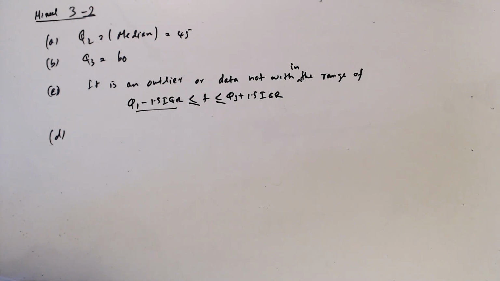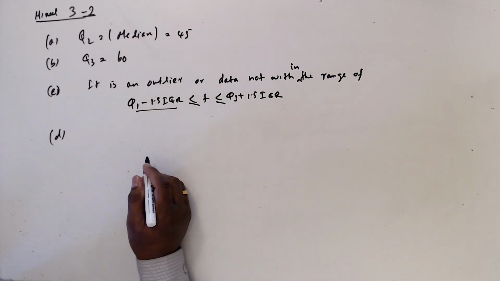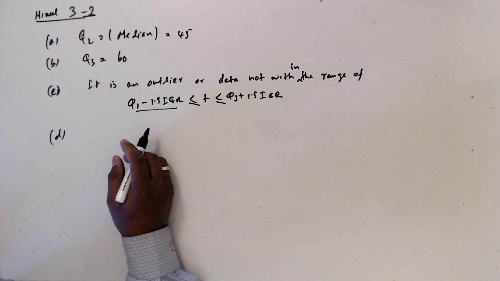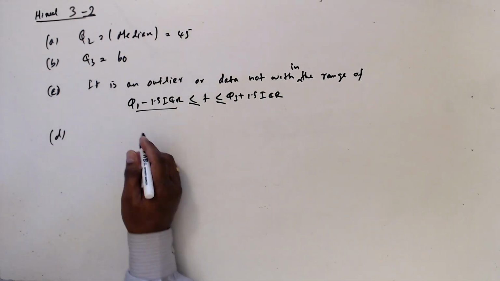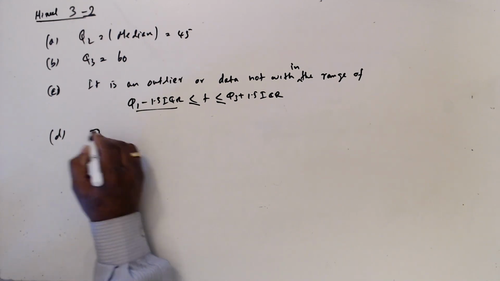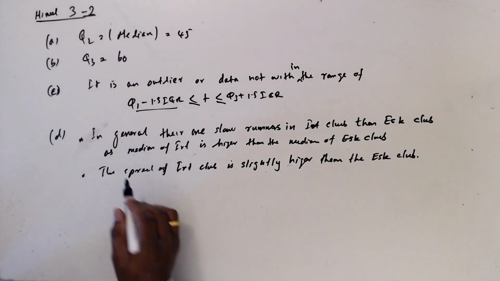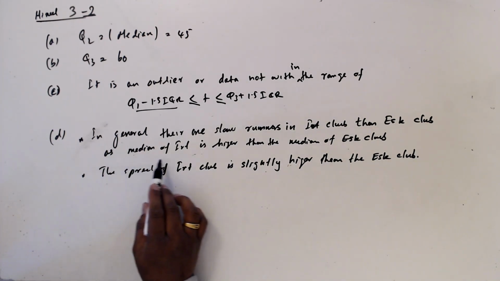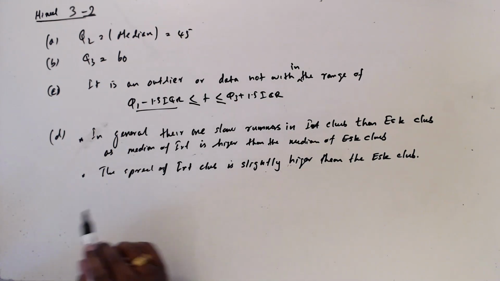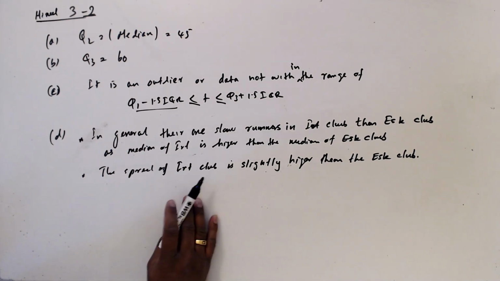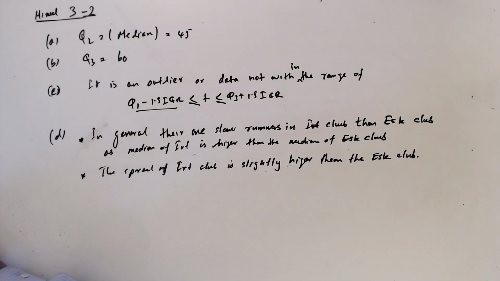And part D: compare and contrast these two box plots. So it is clear that the median is lower for the ACE club than the IIT club. So in general, there are slower runners in the IIT club than the ACE club, as the median of IIT is higher than the median of the ACE club. The spread of the IIT club is slightly higher than the ACE club. We can see that when we look at the box plot.